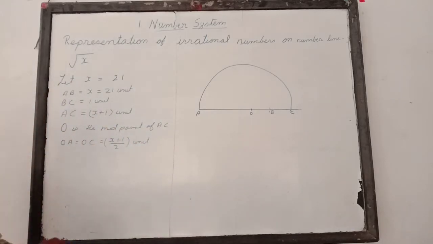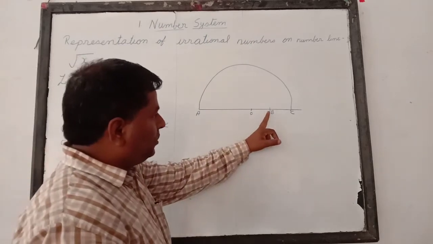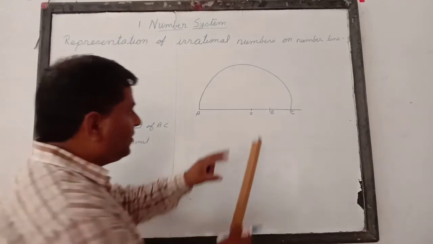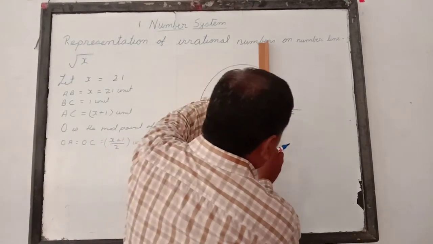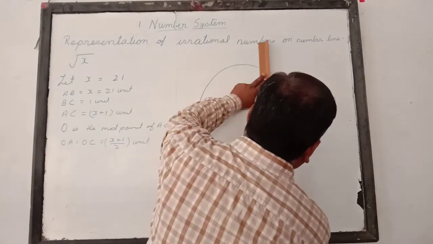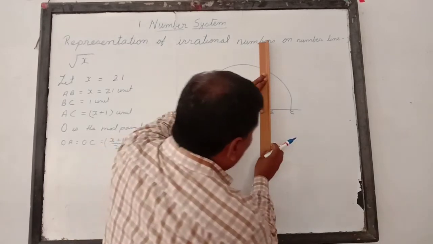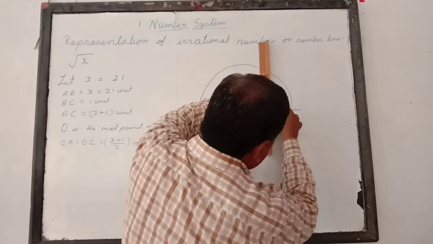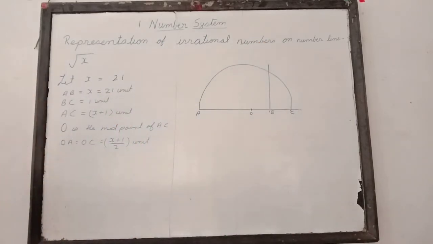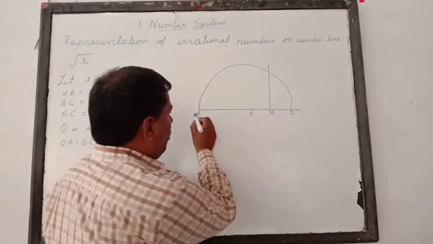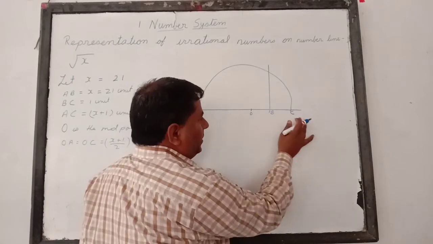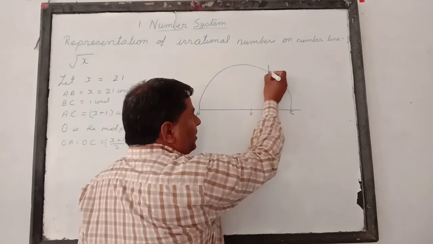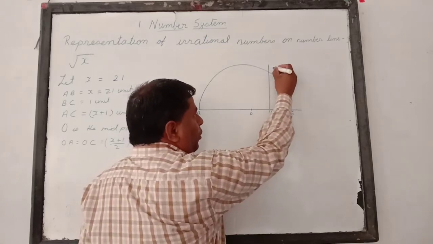Then after this, we take point B and draw a perpendicular on it, which will touch the semicircle at some point. So obviously it will touch at some point. Just make the construction. I am making a straight line at point B on the number line AC, and this line is intersecting the semicircle at a point. Mark that point as D.